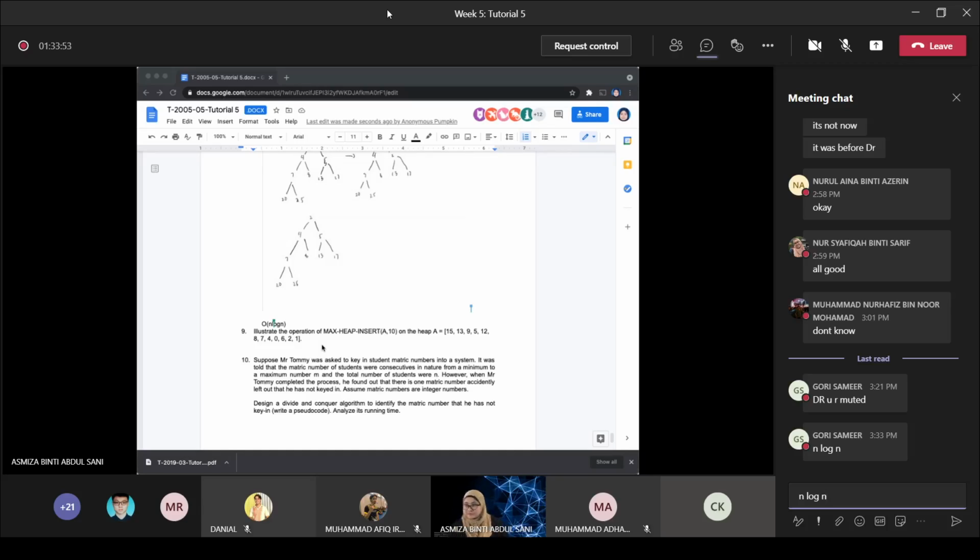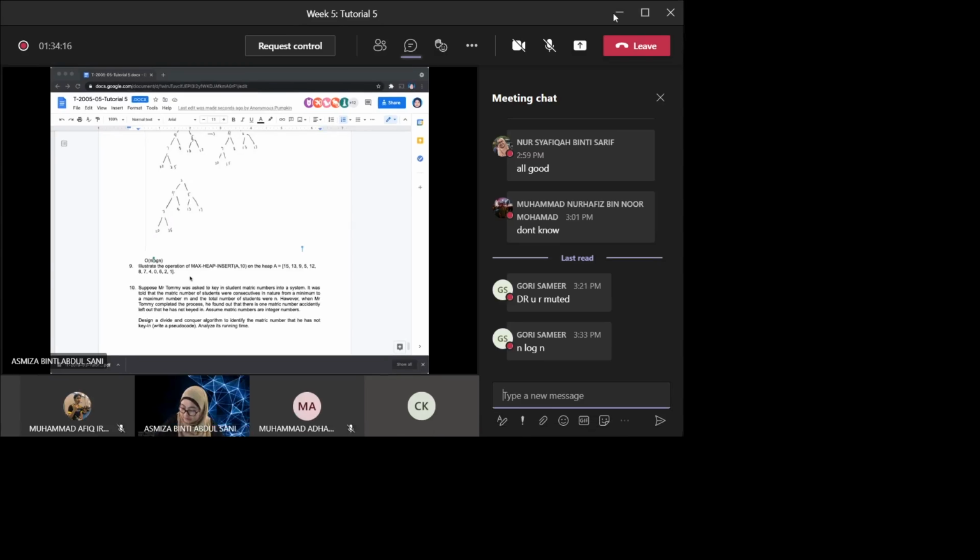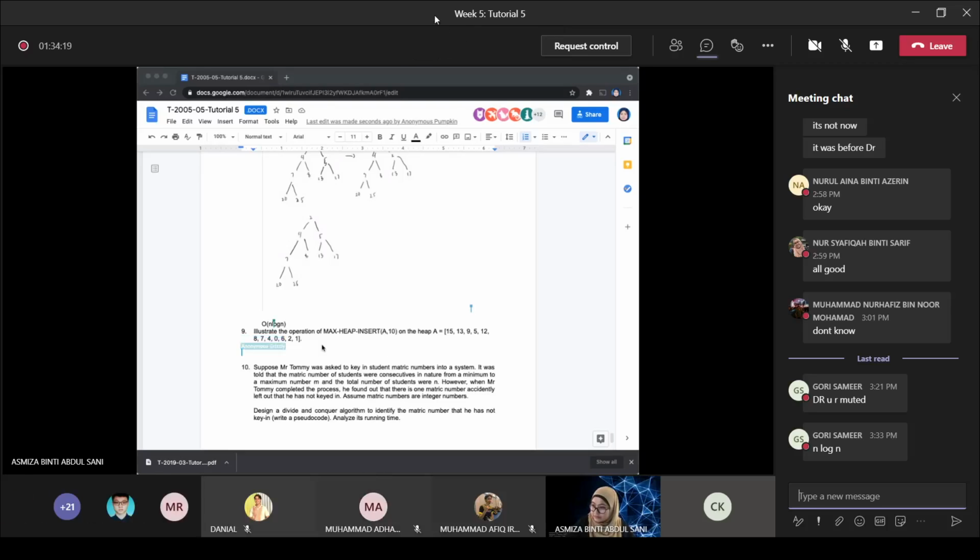Anybody got the answer? So is this a max heap? 15, 13, 9, 5, 12, 8, 7, 4, 0, 6, 2, 1. I think this is already a max heap. Is it? Yep, it's already a max heap. So now we are going to add another element, which is 10, into the heap. So how are we going to do this?